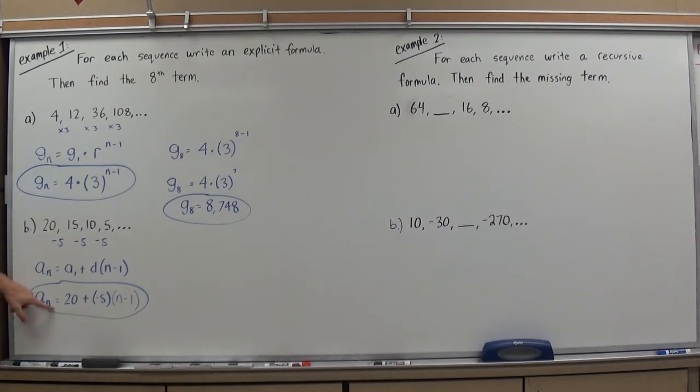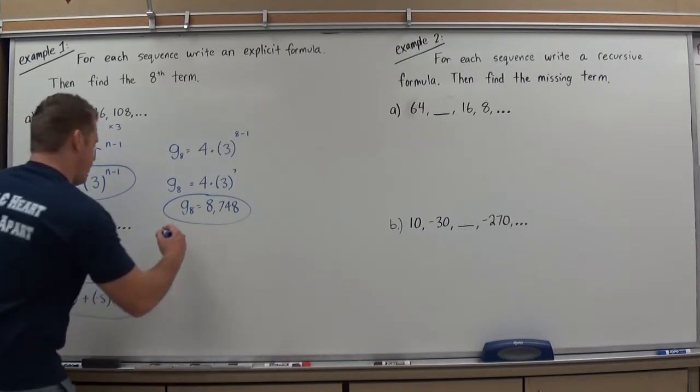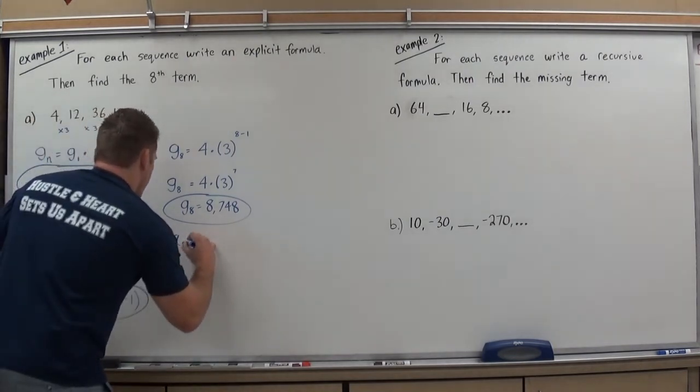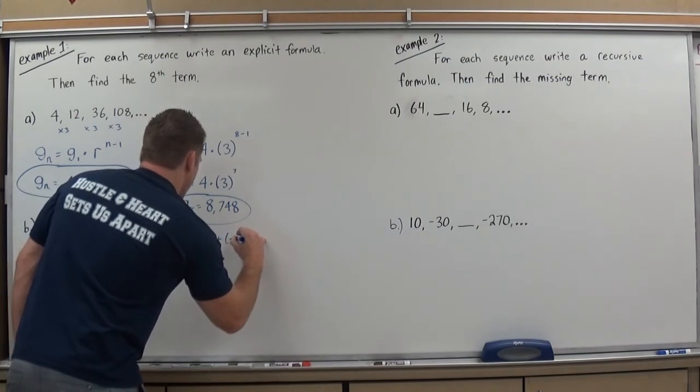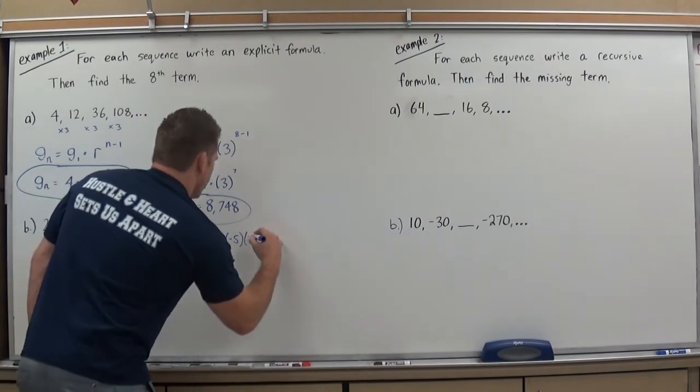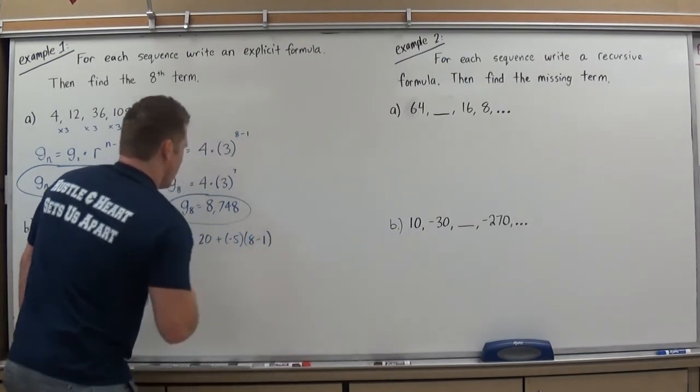Now I can find any term I want. You want me to find the 8th? Fine. I just change n to 8. You want me to find the 60th? Fine. I just change n to 60. They want the 8th, so let's give them the 8th. A sub 8 equals 20 plus -5 times 8 minus 1.